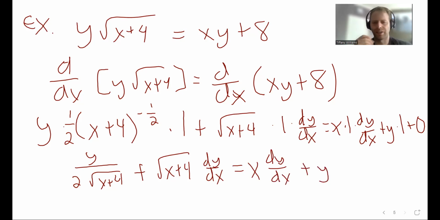Now I've got multiple terms of dy dx, and they're on both sides of the equation. It's really your call which way you want to move these. I'm just going to show you as an option. I'm going to move the dy dx terms to the right side of the equation and the non-dy dx terms to the left. Remember, you don't have to do that. I'm going to subtract this square root of x plus 4 dy dx.